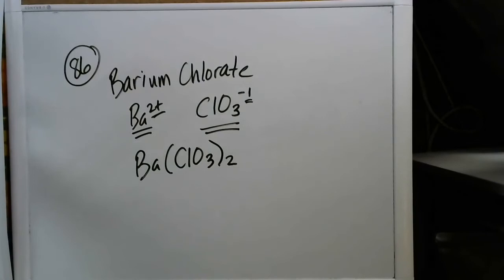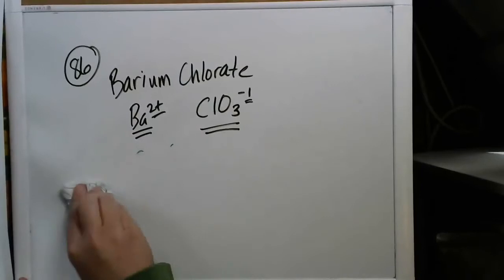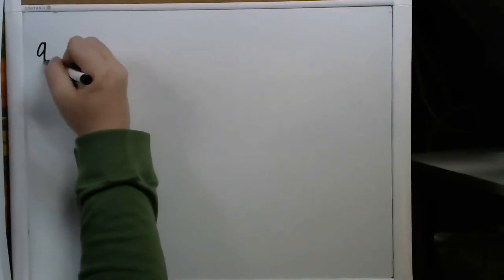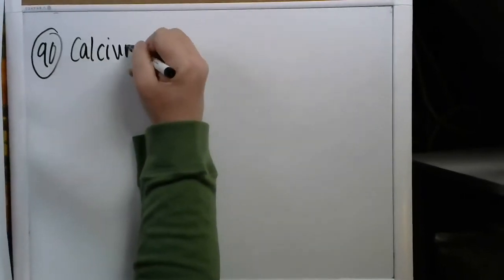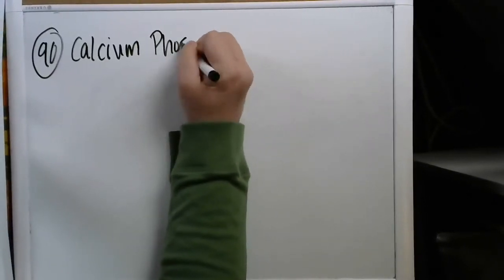Ooh, and let's work through like 2 rows of number 90 real quick, okay? Just to make sure that we remember how to do this. Okay, so we're completing this table for calcium phosphate.